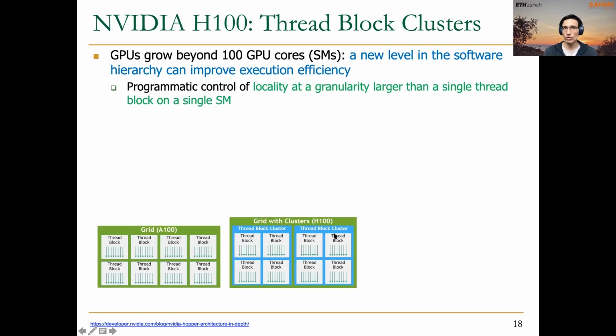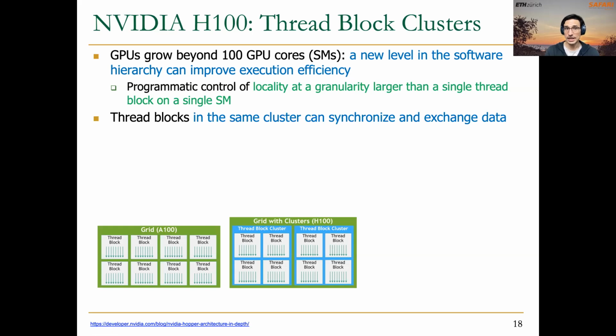And as you see, this thread block cluster is clustering, grouping several thread blocks together. These thread blocks in the same cluster can synchronize and exchange data. This is very interesting because it is possible to exchange data and communicate between threads in this thread block and threads in this thread block. That was impossible in previous generations. For example, we cannot directly communicate threads here with threads here in the A100 GPU.